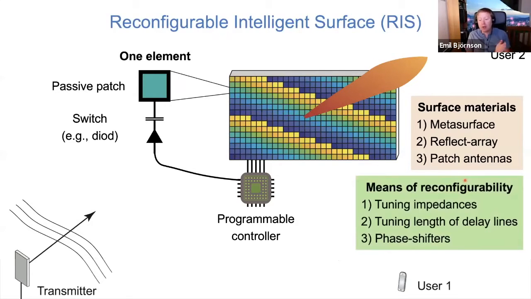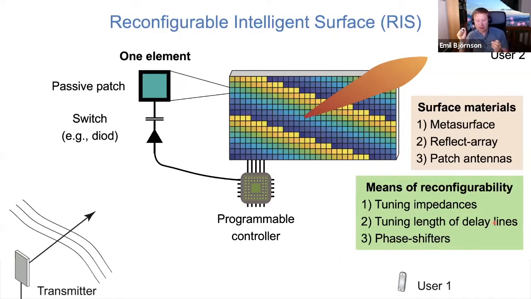The challenge is rather this reconfigurability. And in particular, to do this in real time so you can switch between these users. And there are different means of implementing it. And I will just mention those here. One would be to try to tune the impedance of these different elements. Another way that I find easier to understand from a signal processing perspective is to tune some kind of length of delay lines.